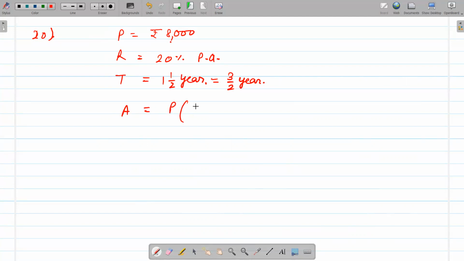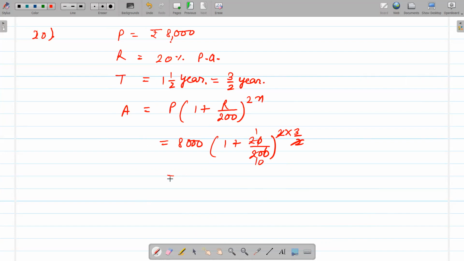Then your formula will be 1 + R/200 raised to power 2n. It becomes 8,000, that is the principal, into (1 + 20/200) raised to power 2 into 3/2. 2 will cancel out with 2. And now you're left with 8,000 into, see how we do it here, we do a simple thing. We take the LCM and then calculate. So it will be 11/10 raised to power 3.